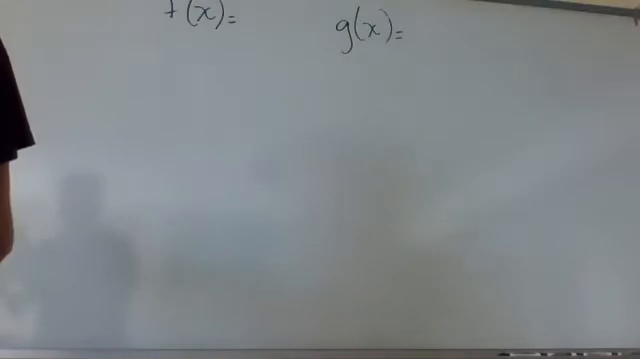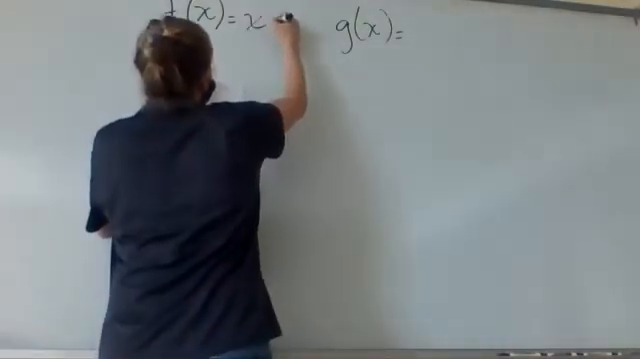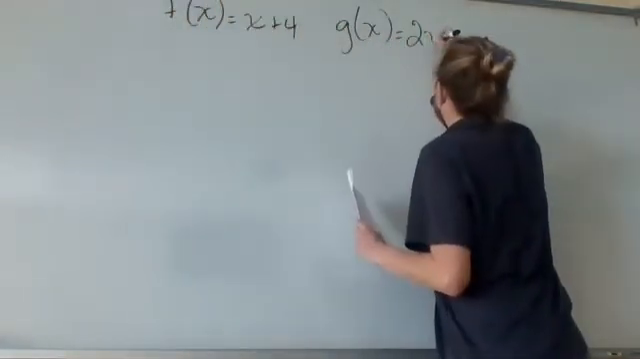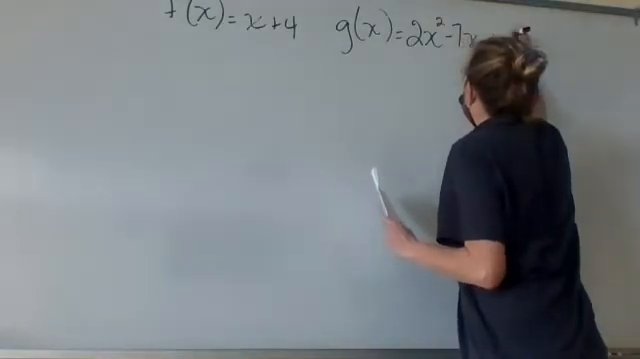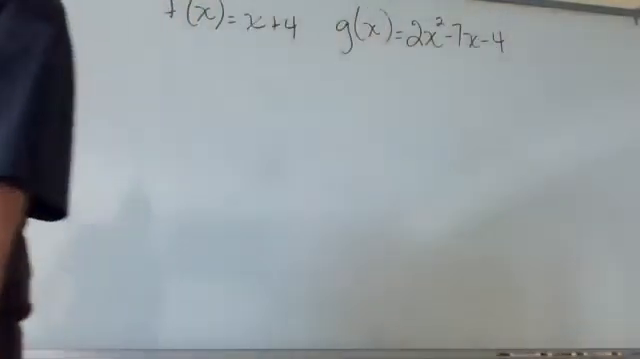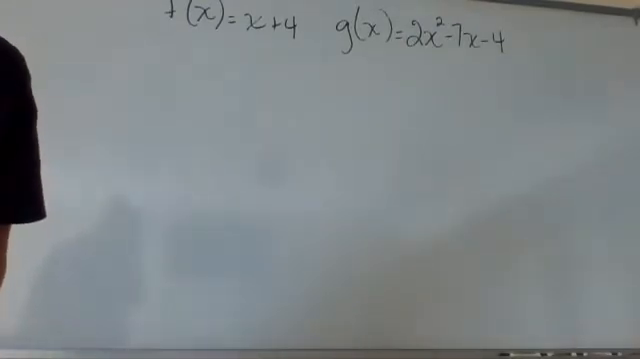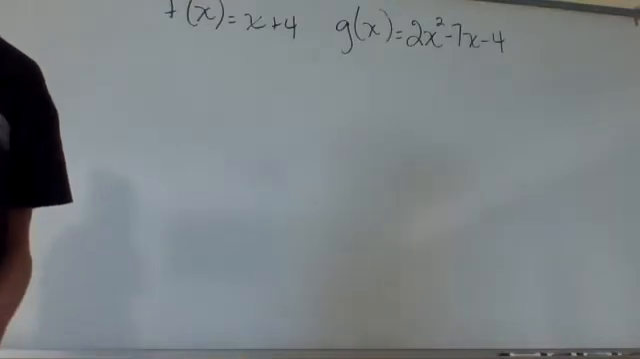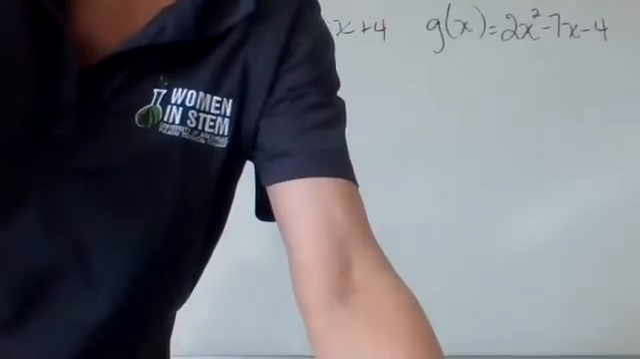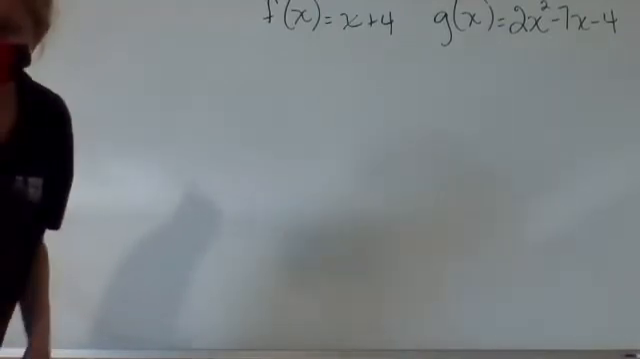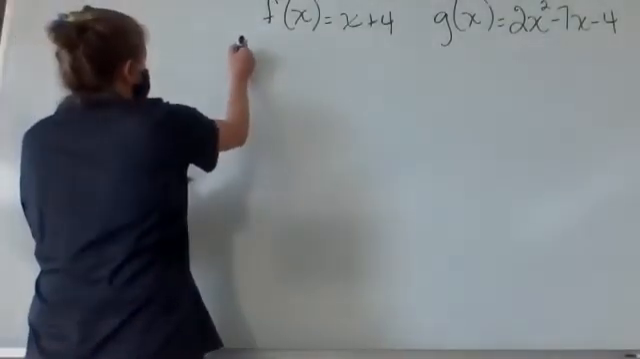Number 5, f of x is x plus 4. G of x is 2x squared minus 7x minus 4. So I'm going to do the same thing. I'm going to find f of g of x and its domain, and then the other way around, g of f of x and its domain. So f of g of x first.